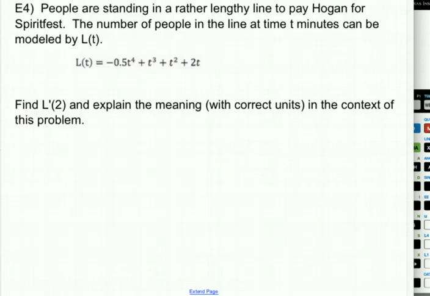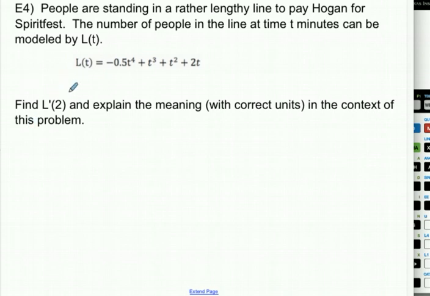All right, one last set of problems here. This is not a rate in, rate out, this is just a rate. People are standing in a rather lengthy line to pay Hogan for Spirit Fest. The number of people in the line at time t can be modeled by L of t, which I've given you here. Find L prime of 2 and explain the meaning with correct units in the context of this problem.